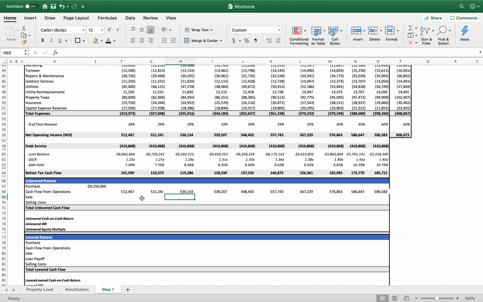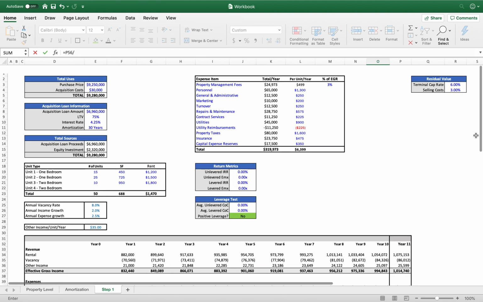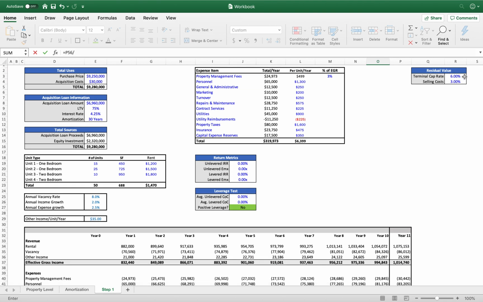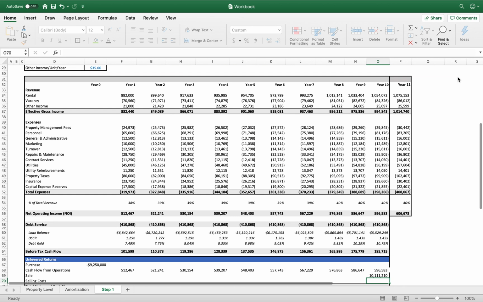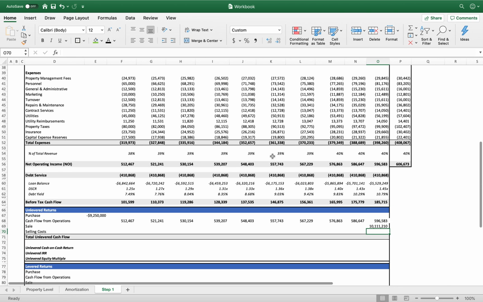That's okay. We're going to sell this in year 10. So what we're going to do is take the year 11 NOI and divide that by a terminal cap rate. In this example, we're going to use a 6% cap upon exit.